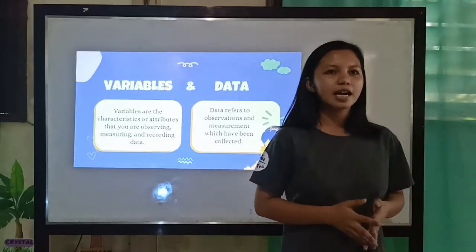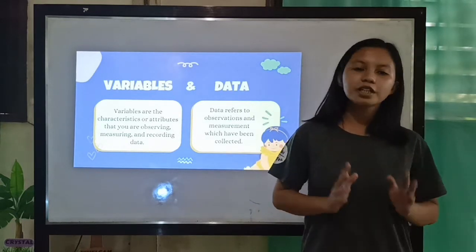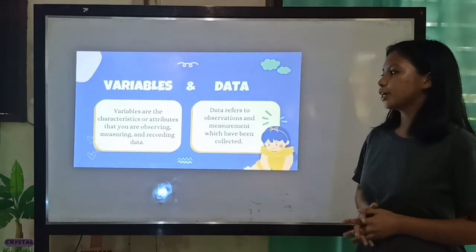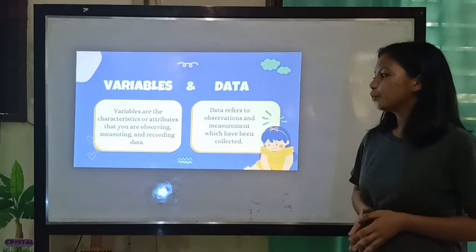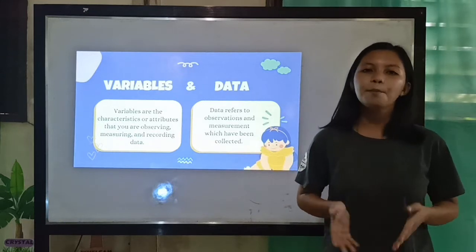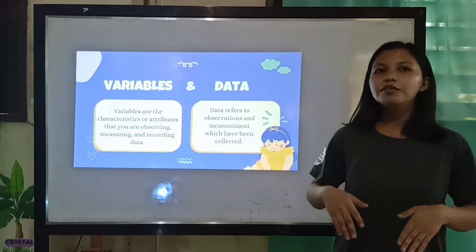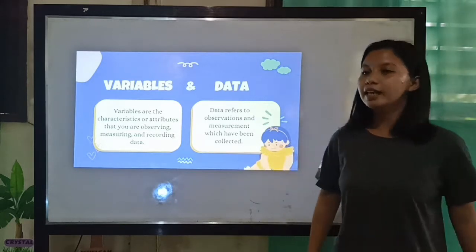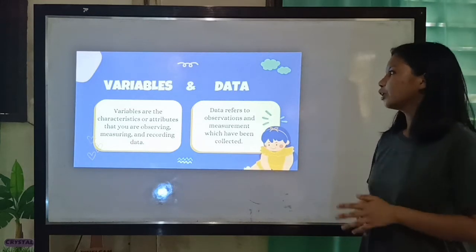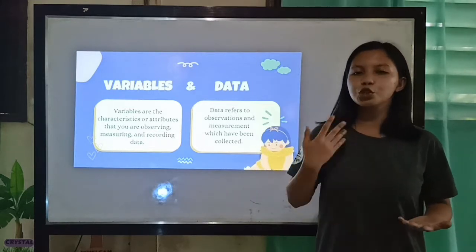Now, we're going to discuss and differentiate the variables and data and its importance and connections to our discussions for today. So what is variables? Variables are the characteristics or attributes that you're observing, measuring, and recording data. So variables, we can actually say that it is a memory location because of variables, we are able to have a data or a value. So what is a data? Data refers to observations and measurement which have been collected. So data is what the variables assume.